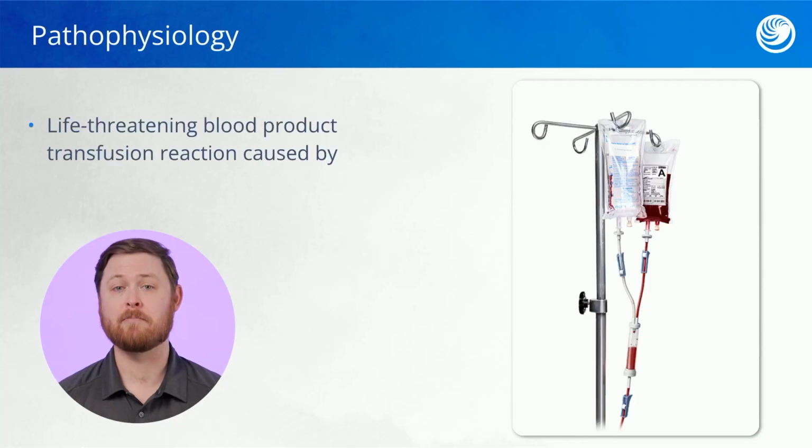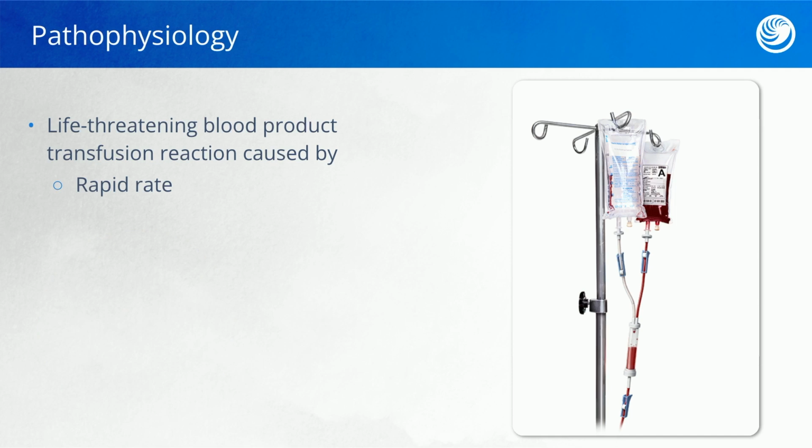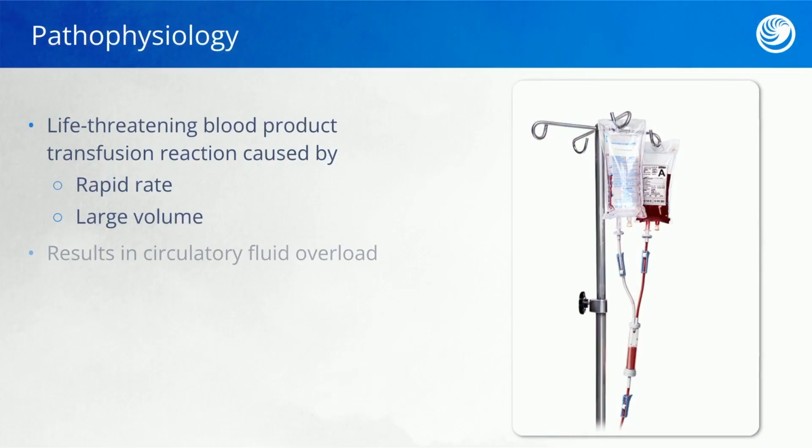Transfusion-associated circulatory overload, otherwise known as TACO, is a life-threatening blood product transfusion reaction that is caused by either transfusing a blood product too rapidly or from a client receiving a large amount of blood product over a certain period of time. In either instance, the circulatory system is unable to handle the amount of volume that's been transfused, and this leads to the development of circulatory fluid volume overload.